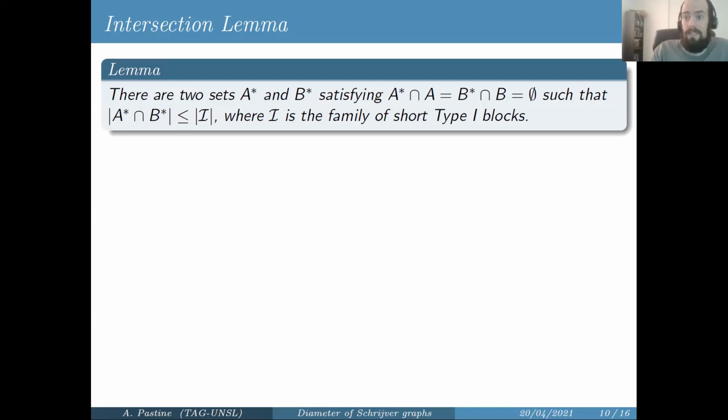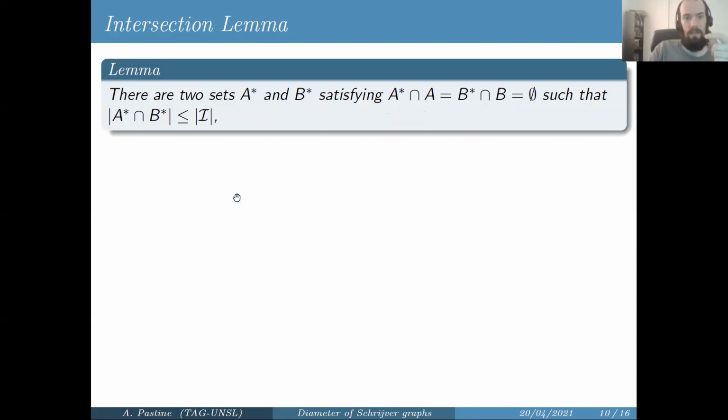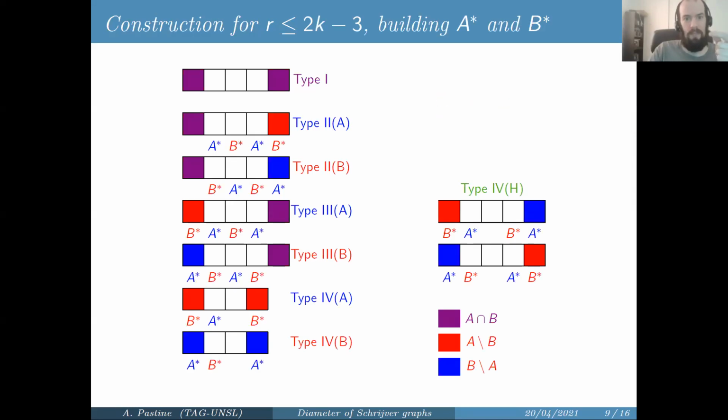The good thing about this is that since type 1 blocks are surrounded by the intersection of A and B, the intersection of A star and B star is actually going to be less than the intersection of A and B. Right? Maybe let me go here. Because you have intersection on both sides, that means that it's sort of doing a path, right, and counting edges instead of vertices.